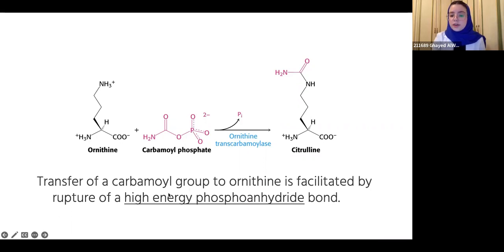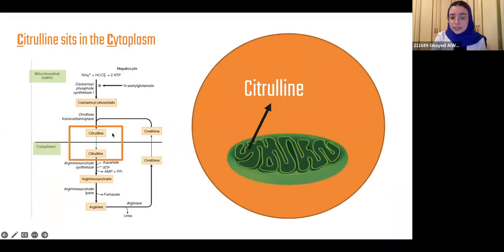And in the process, a high energy phosphoanhydride bond is being broken down. But I explained the reaction just so you could remember the enzyme name. You don't have to know the groups in detail the way I explained it, just to help you remember the enzyme. Like I said, citrulline goes into the cytoplasm. The first two steps, making carbamoyl phosphate and making citrulline, happen in the matrix. I made up this sentence for you: citrulline sits in the cytoplasm. It rolls off your tongue and helps you remember that citrulline goes to the cytoplasm.